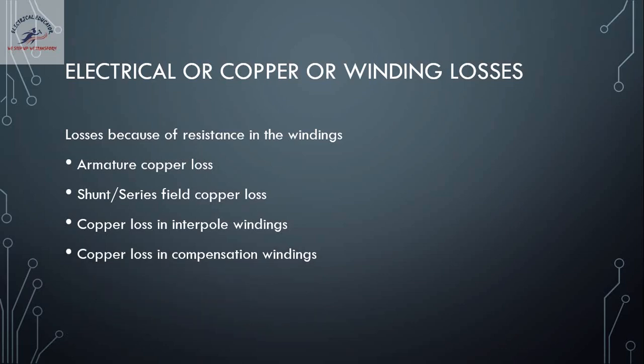Then copper loss in compensation windings. These compensation windings are used in the pole shoe to avoid the distortion of flux. So to avoid the distortion of flux, these compensation windings are used.